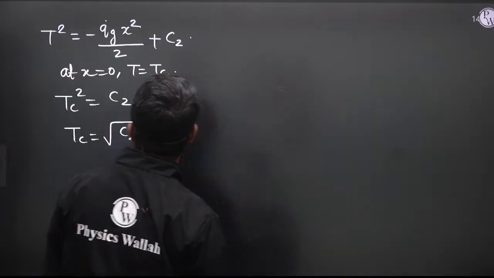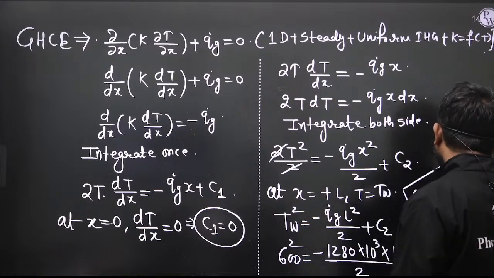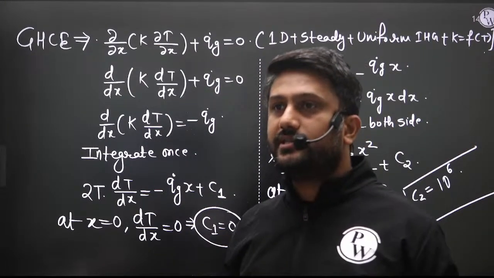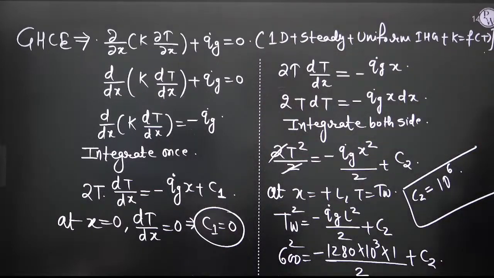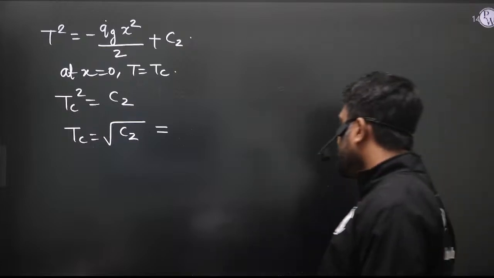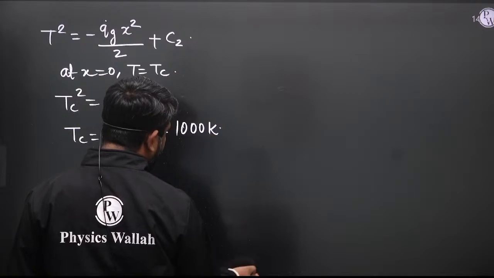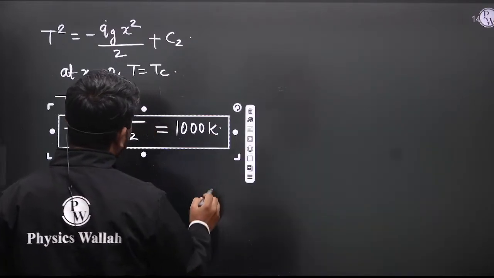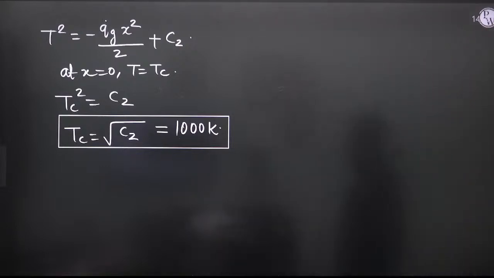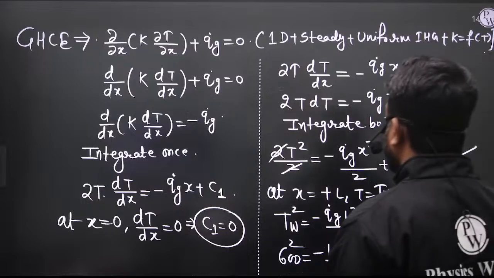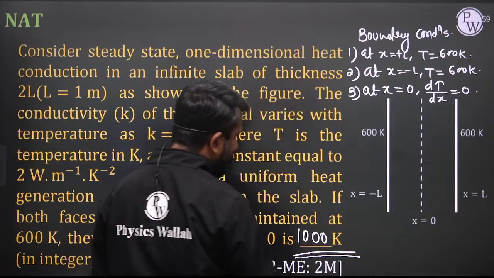I think that C2 is equal to 10 to the power 6. Am I right? Since C2 is 10 to the power 6, Tc is 1000 Kelvin. Yes, absolutely. So the correct answer is 1000 Kelvin.